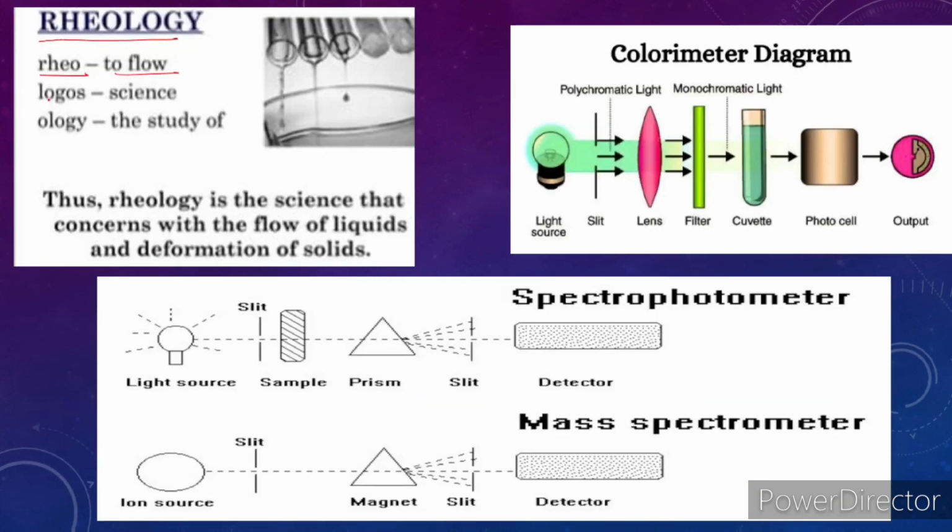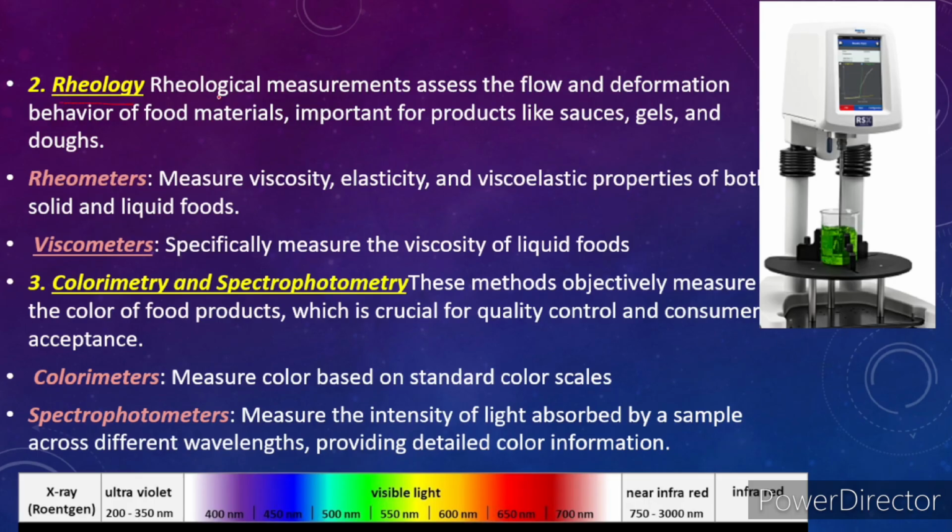Next is rheology. Rheo means to flow, logos means science, ology is the study. Thus rheology is the science concerned with the flow of liquids and deformation of solids. Rheology measures the flow and deformation behavior of food materials. It is important for products like sausages, gels and doughs.